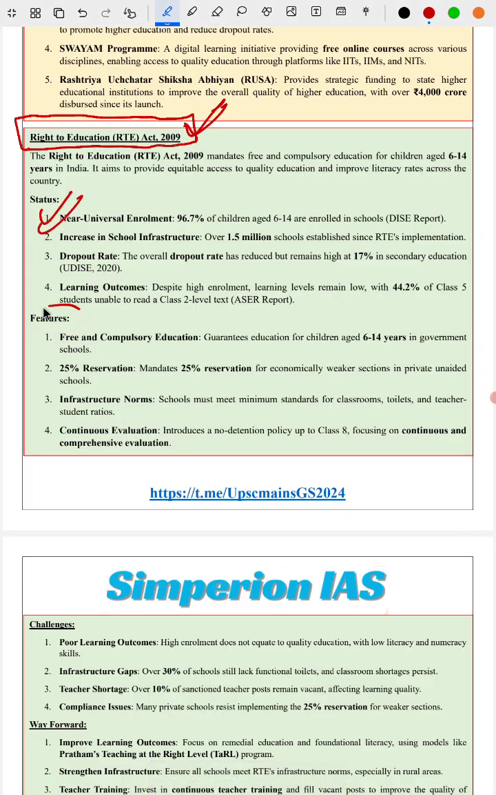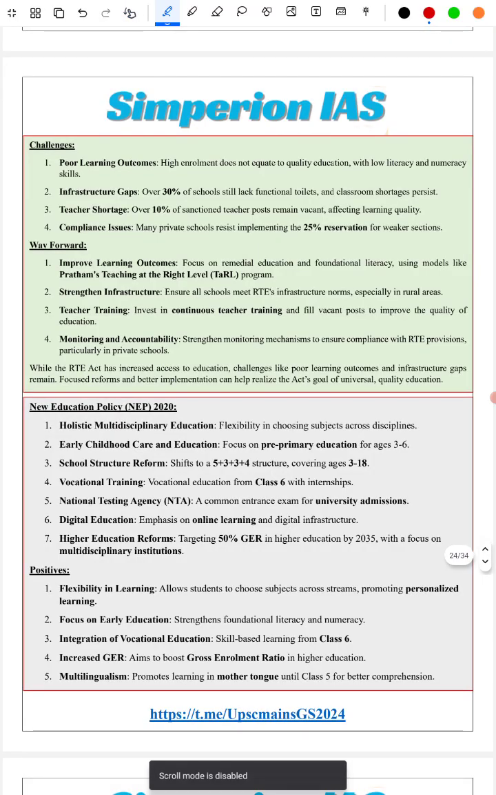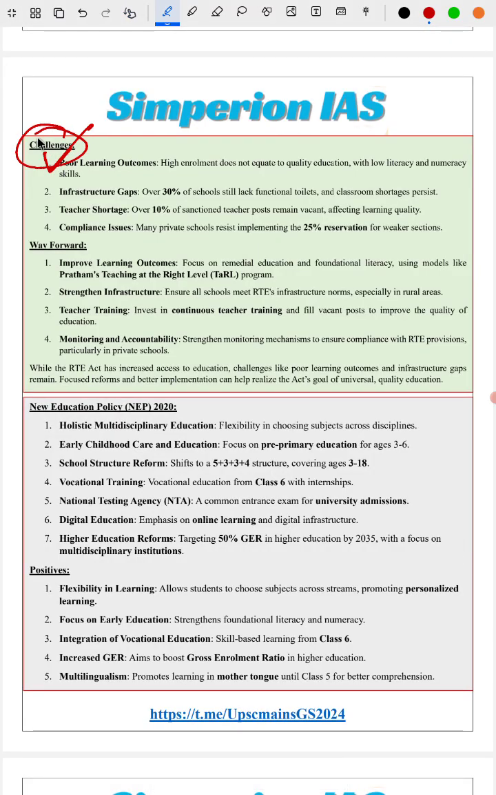Status. We have covered what are the important features or provisions of RTE, what are the challenges faced in achieving the goals of RTE, and what is the way forward, what India can do to fulfill the provisions or fulfill the aims, goals of the RTE.